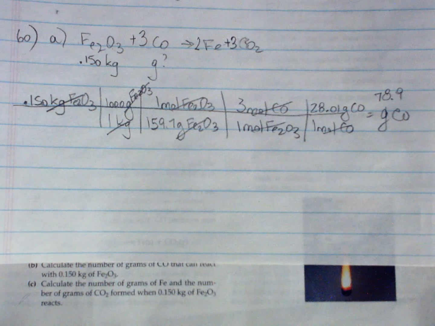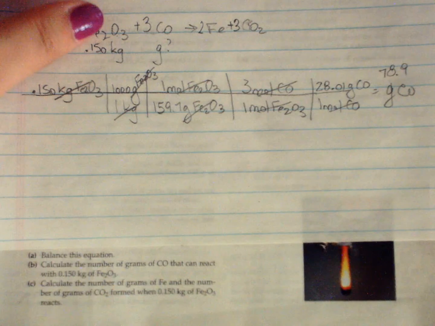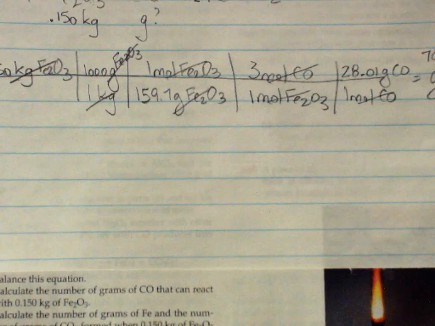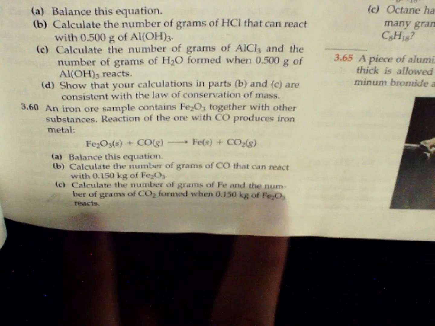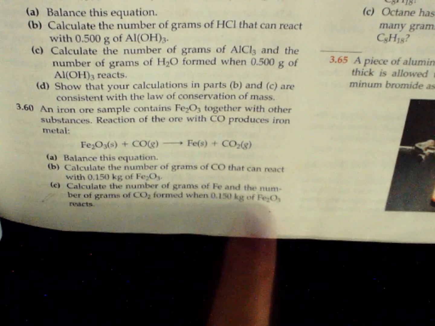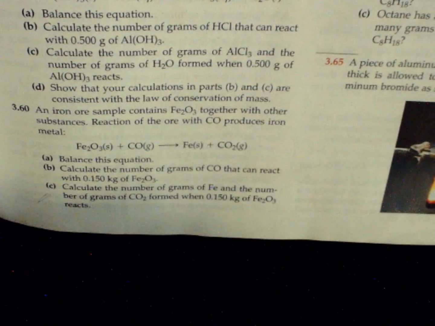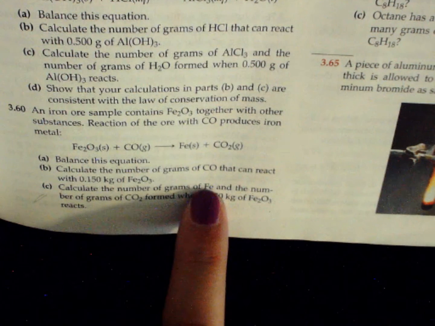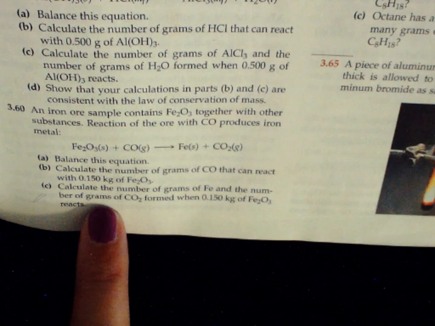All right, so part C is pretty much the same thing, except they're sneaky in the way that they wrote this question. In part C, they want you to calculate the number of grams of iron and the number of grams of CO2. So you're going to have to do 2 separate calculations, both of them starting with 0.150 kilograms of Fe2O3, but one converting that number to grams of Fe, the second converting it to grams of CO2. It's 2 separate questions, but they wrote it as one.